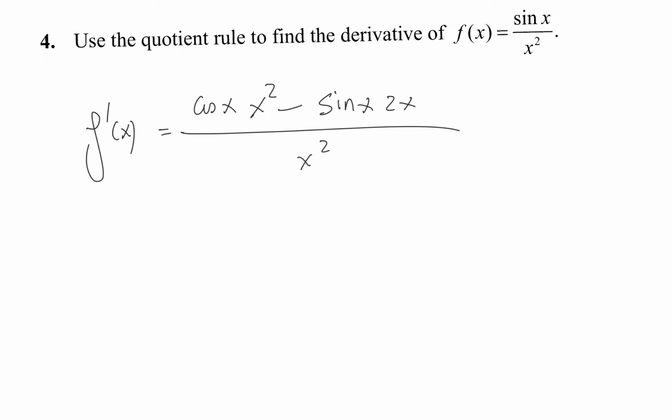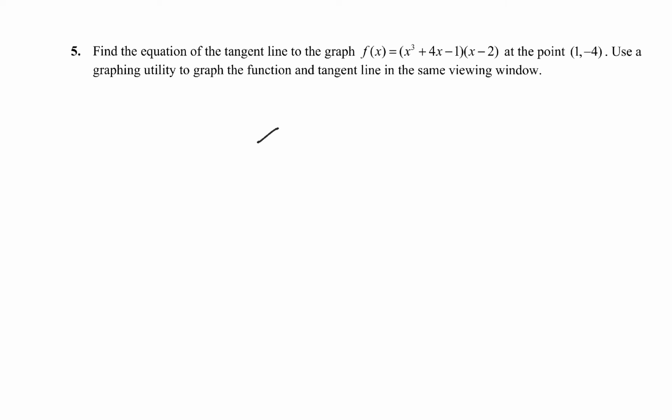Without the quotient rule, it would be difficult to use the limit definition to find this result. Of course, we can do it, but it's long. So this is the derivative. You can maybe simplify this expression. And let's go to the next one. Find the equation of the tangent line at the point minus 1, 4. Well, we know how to do this.